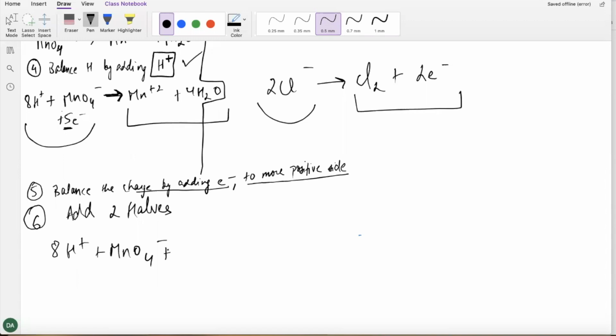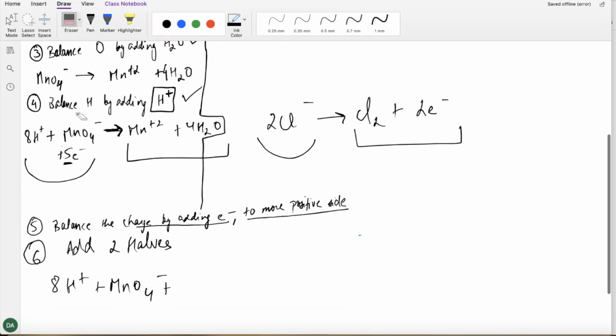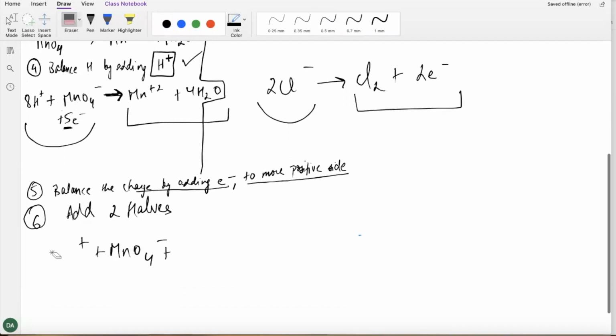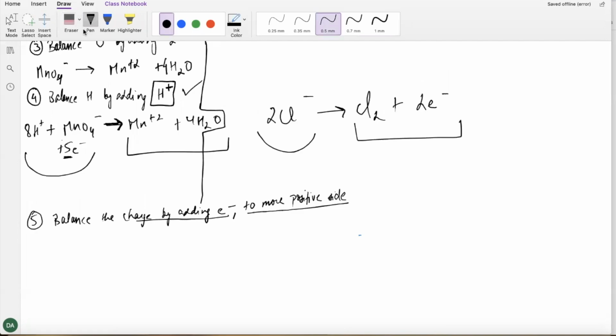Oh, sorry, guys. I forgot one step. Let's go back, guys. I'm going to erase this part. This is not step number 6. This is going to be step number 7. Our step number 6 is to make the number of electrons the same on both reactions.